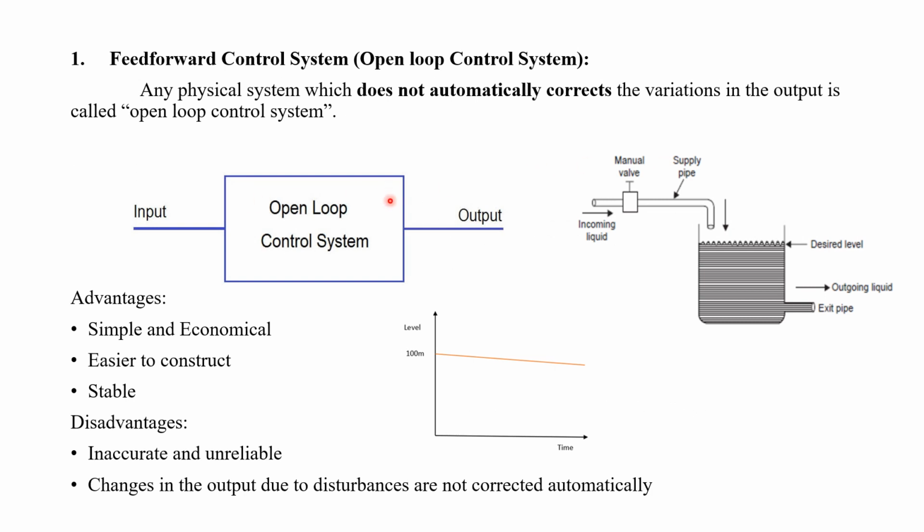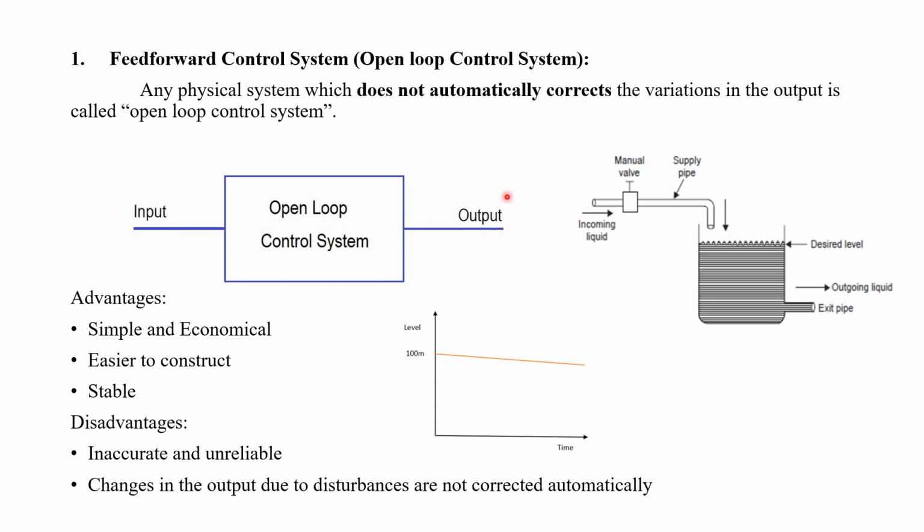In open loop control system, this is the block diagram where we are giving the input signal and we are getting the output signal. Here there will not be any closed path. So we can say the open loop control system is a physical system which does not automatically correct the variation in the output quantity. That is, due to disturbances, if there is any variation in the output quantity, that will not be corrected automatically by the system. Just we are giving the input signal and we are taking the output signal.